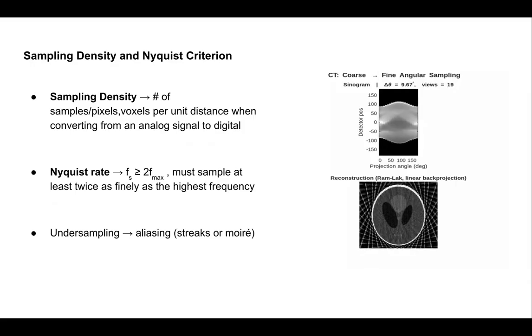Sampling density and the Nyquist criterion are fundamentally linked in signal processing. The Nyquist criterion states that in order to reconstruct a continuous signal from its samples, the sampling density or sampling rate must be at least twice the highest frequency present in the signal. This minimum rate is called the Nyquist rate. The simulation to the right shows how angular sampling gets finer as theta decreases.